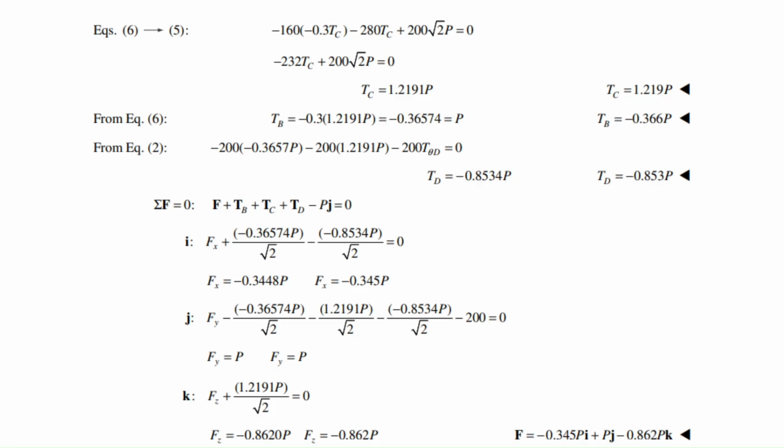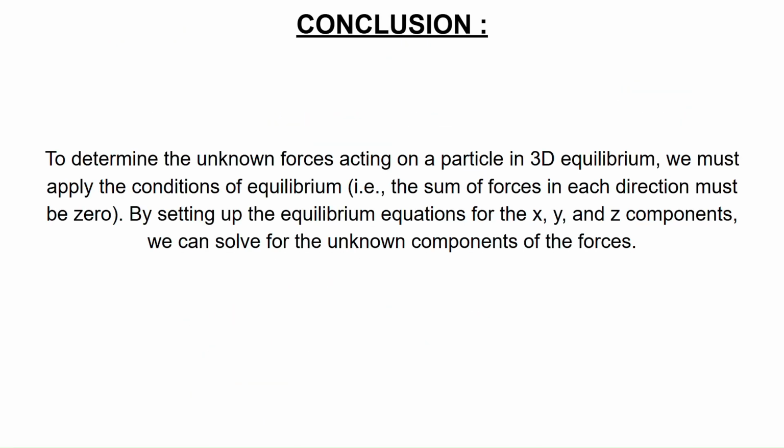Equating all the forces to 0, we obtain the final force vector in terms of P, which turns out to be minus 0.345 P i plus P j minus 0.862 P k. Conclusion. Hence we have determined the tension in each link and the reaction at F.